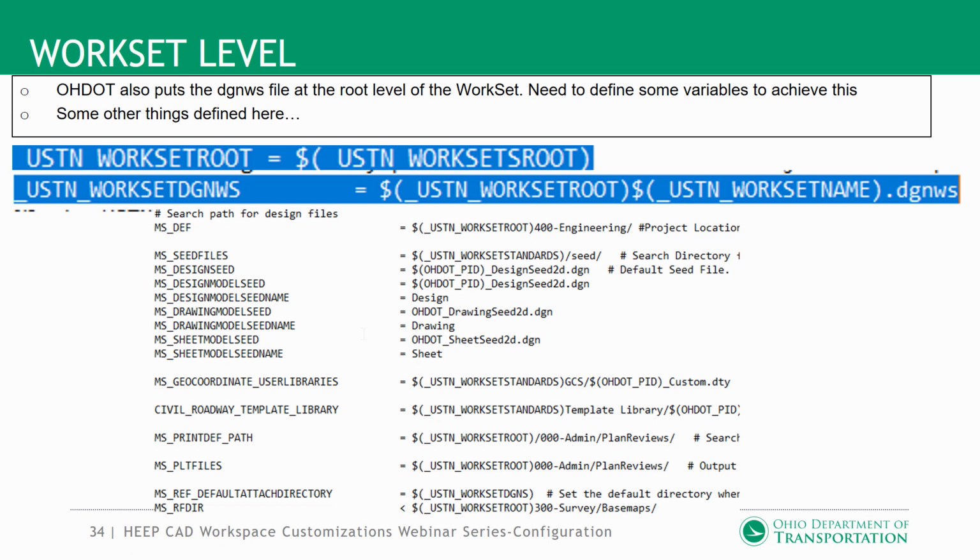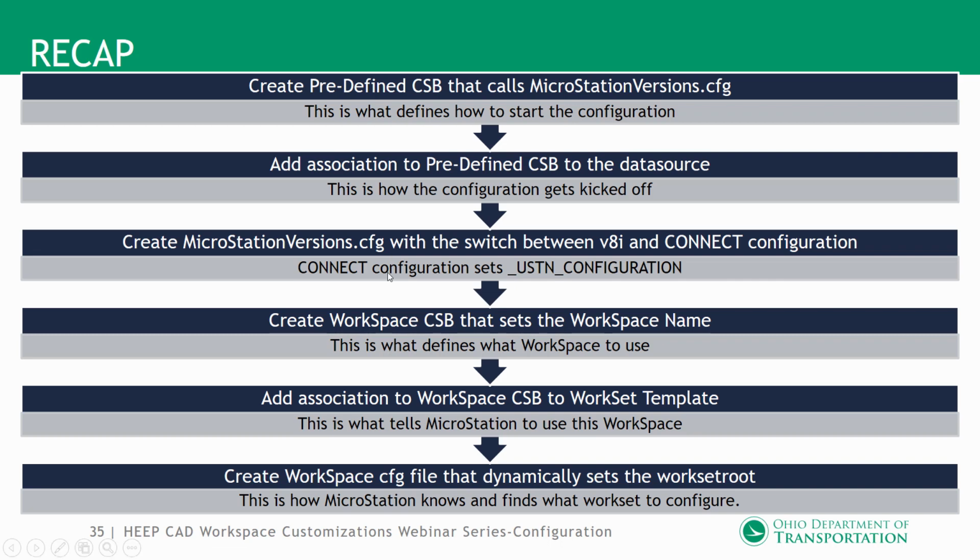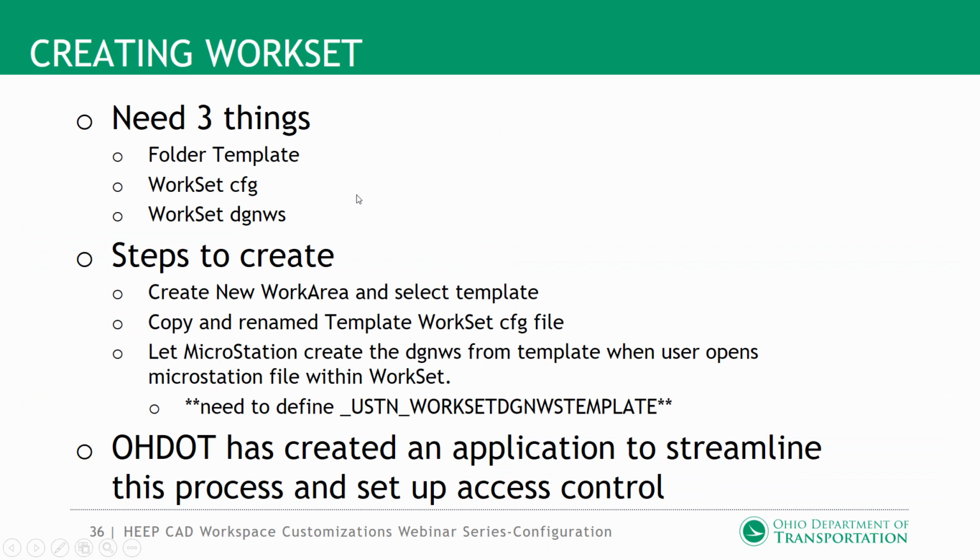So I kind of walked you through how the configuration could find that first, to start the config with Connect, then how to find what workspace it's using, and then from there how to find what work set it should use, all based off of what you clicked, from where you clicked, that directory you clicked. And here is a recap of that as more of a high-level review. So that's how we set it up.